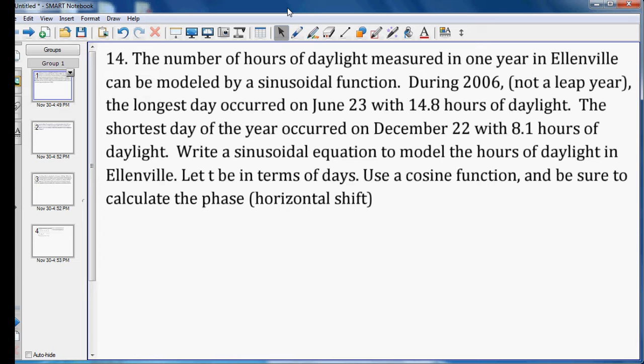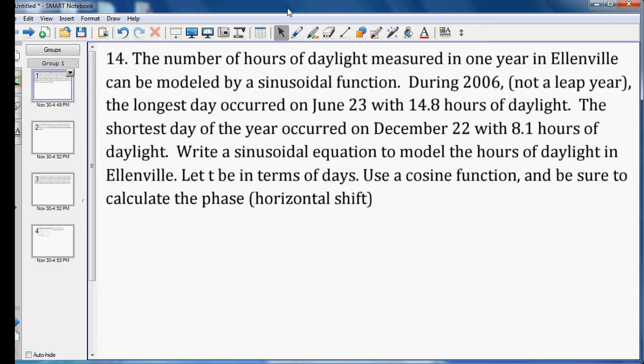The number of hours of daylight measured in 1 year in Ellenville can be modeled by a sinusoidal function. During 2006, which is not a leap year, the longest day occurred on June 23rd with 14.8 hours of daylight. The shortest day of the year occurred on December 22nd with 8.1 hours of daylight. Write a sinusoidal equation to model the hours of daylight in Ellenville. Let t be in terms of days. Use a cosine function and be sure to calculate the phase or the horizontal shift.